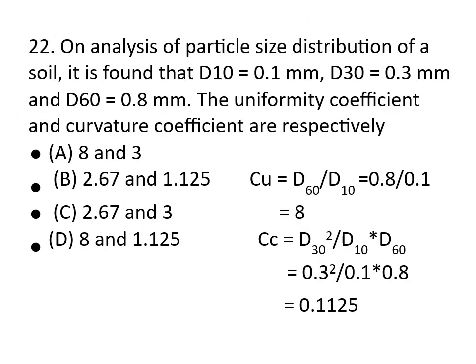In 22nd question, on analysis of particle size distribution of a soil, it is found that D10 equals 0.1 mm, D30 equals 0.3 mm, and D60 equals 0.8 mm. The uniformity coefficient and curvature coefficient are respectively. These are the formulas for the uniformity and the curvature coefficient. Cu equals D60 by D10. Substitute the values and we get the answer. And the option is D.